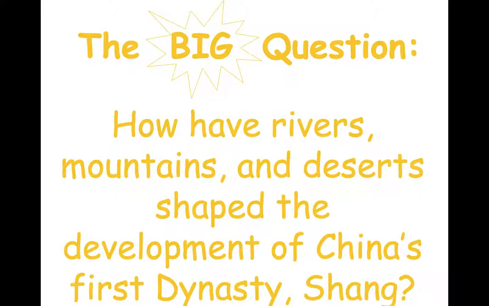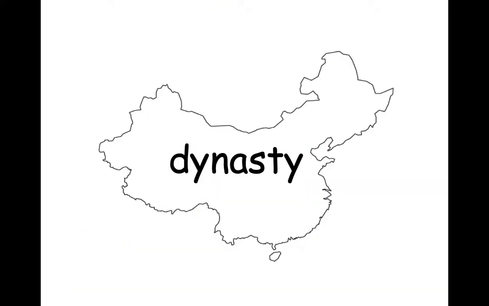And today we're going to focus on the geography, so that's the umbrella of culture and the umbrella of land, right? And so that's why we're going to look at the rivers, the mountains, and the deserts and why they formed their first dynasty where they did. So let's take a look.